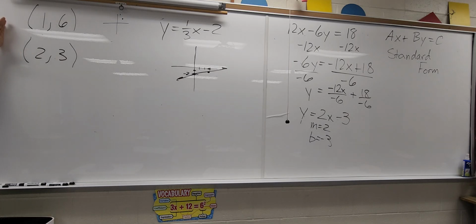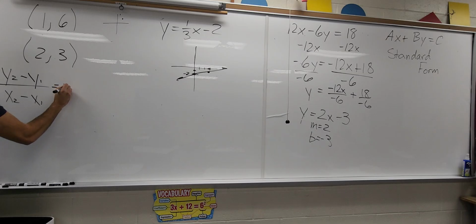y2 minus y1 over x2 minus x1. Why do we do that, Sabrina? To find the slope value. That's absolutely correct. Good job. So I can use these 2 points to find the slope.